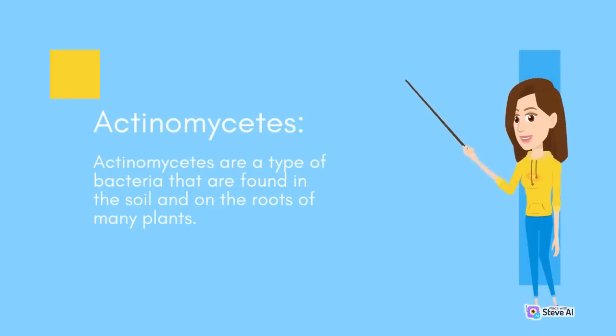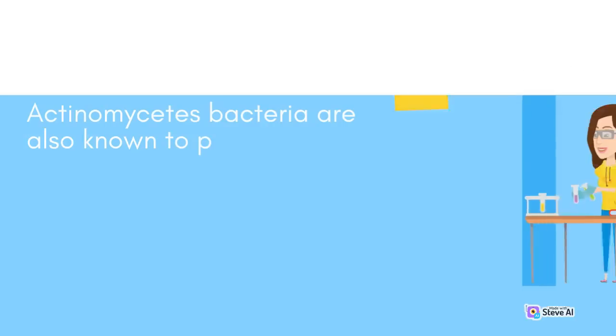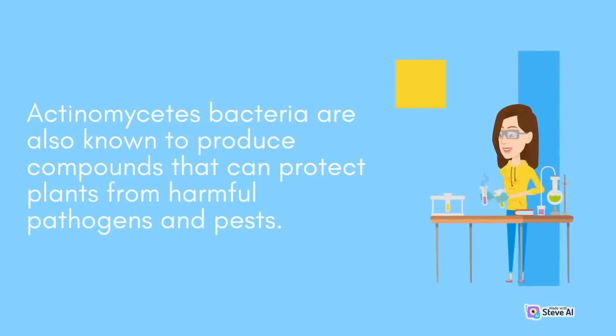Actinomycetes. Actinomycetes are a type of bacteria that are found in the soil and on the roots of many plants. These bacteria help to promote plant growth by producing enzymes that break down organic matter in the soil, making nutrients more available to the plant. Actinomycetes bacteria are also known to produce compounds that can protect plants from harmful pathogens and pests.